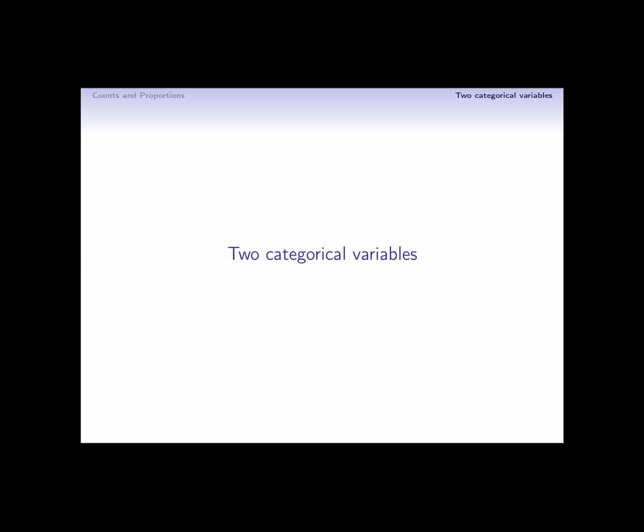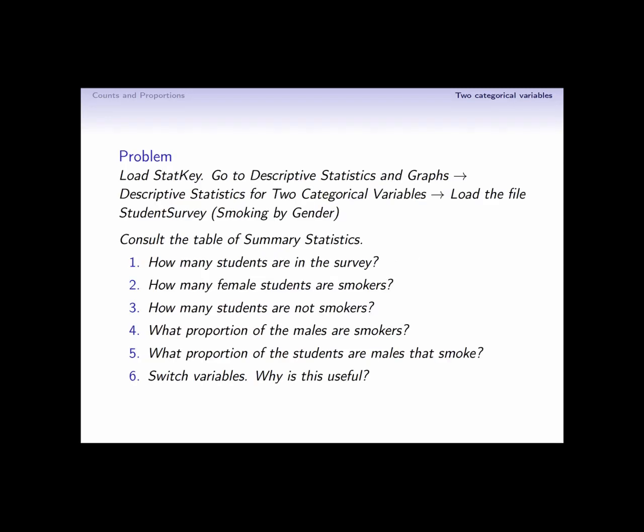Now, as before, an easy way to get started thinking about 2 categorical variables is to let StatKey do a lot of the grunt work for us. So we're going to concentrate on loading a file into StatKey, having it summarize the statistics for us, and then we'll spend some time thinking about how we can pull the information that we want out of those summary statistics. The particular file we're interested in is called Student Survey Smoking by Gender.